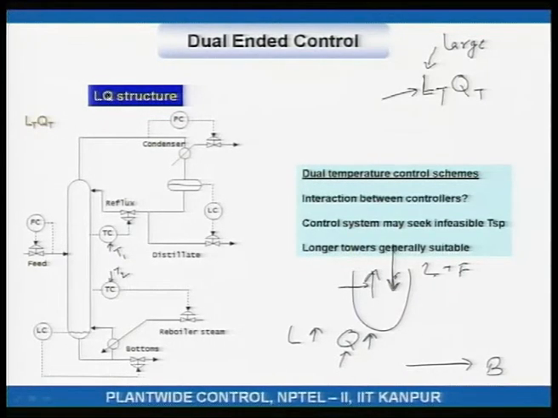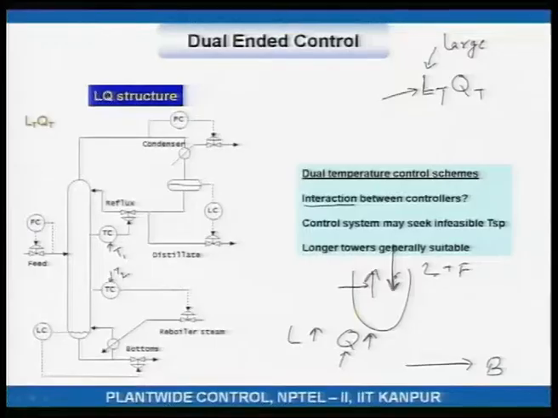This brings into the picture the problem of interaction between the two temperature controllers. Okay. I change the reflux in order to bring T1 to set point. That change in reflux causes a change in T2, and in order to bring T2 back to set point, the second temperature controller adjusts the reboiler duty, and as I change the reboiler duty, that affects T1. So essentially these two controllers can end up fighting with each other. Okay.